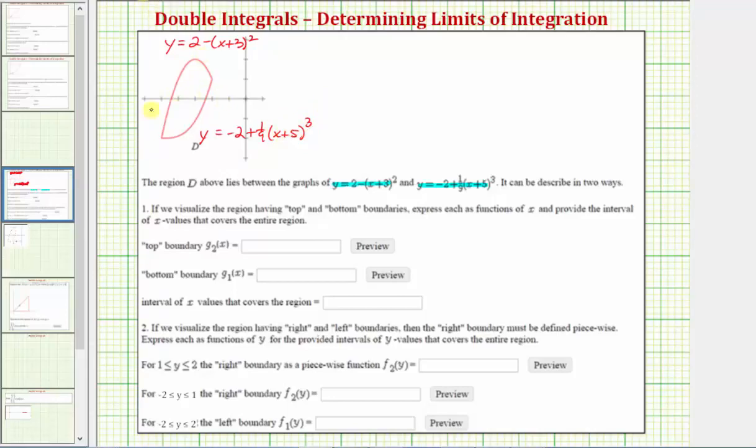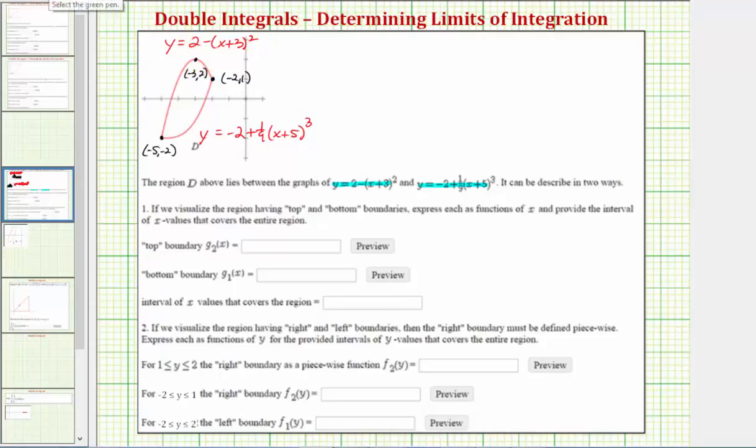Let's also identify some of the points. Notice this point here would have coordinates negative 5, comma, negative 2. This point here would have coordinates negative 2, comma, 1. And notice the vertex of the parabola here would have coordinates negative 3, comma, 2.